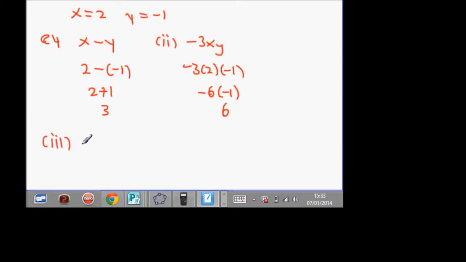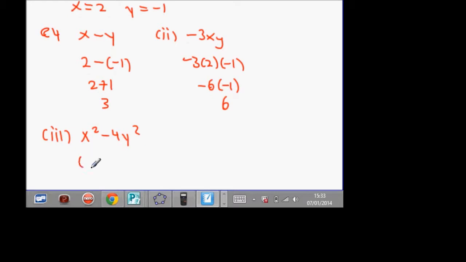Orson, x squared minus 4y squared. X squared is... No, it's 2. Replace x with 2. Replace y with? Sorry, minus 1. Now, there's a rule. BODMAS. What do you do first? Brackets. When you can't do brackets, you do? Exponents. 2 squared is? 4.